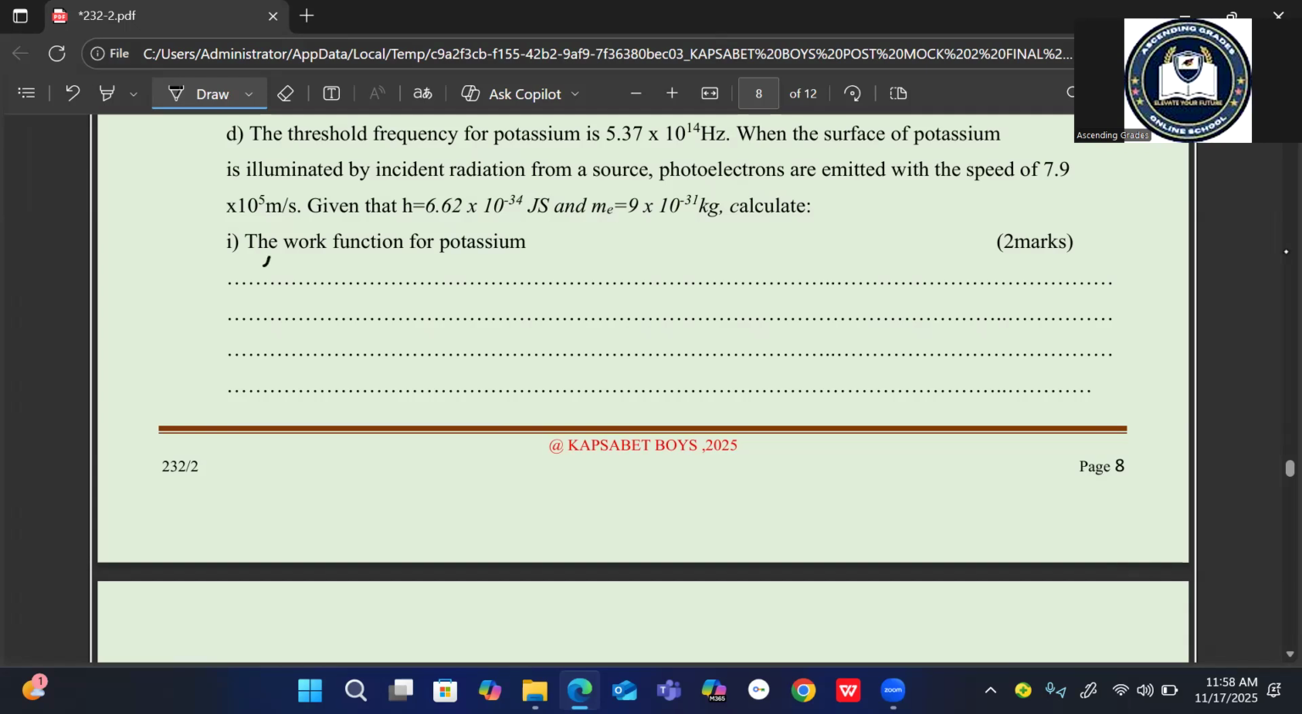Work function is given by Planck constant times the threshold frequency. And this gives me 6.62 times 10 raised to the power negative 34 times the threshold frequency, 5.37 times 10 raised to the power 14. And I'm going to get 3.55 times 10 raised to the power negative 19 joules.